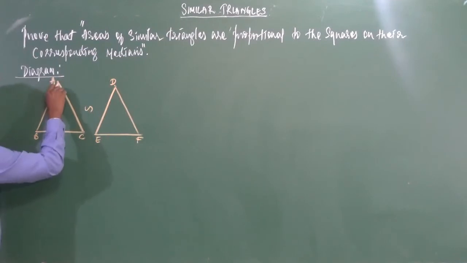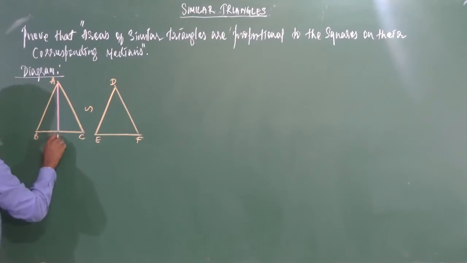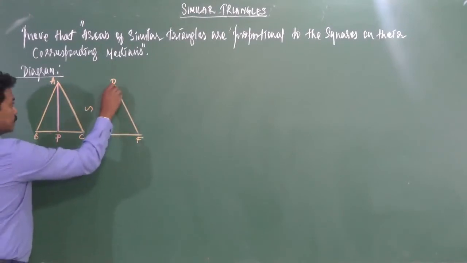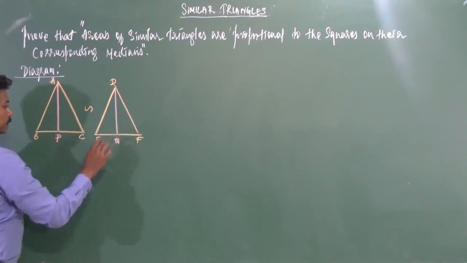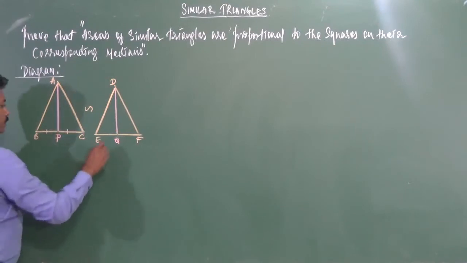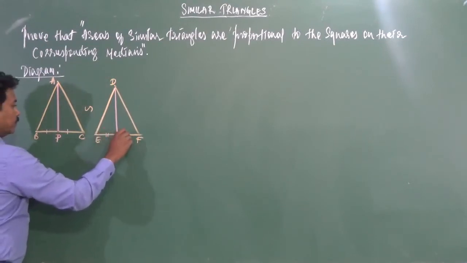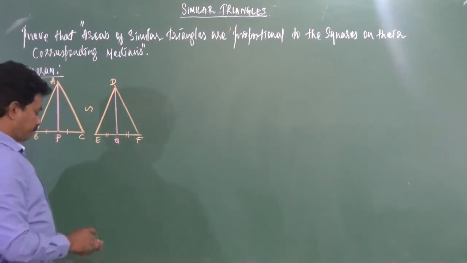So let us draw a median. So this is the median. Let us call it AP, and let us call this median DQ. Right. So here a median is a line which divides the base into 2 equal parts. So BP will be equal to PC and EQ will be equal to QF. So this is the diagram.